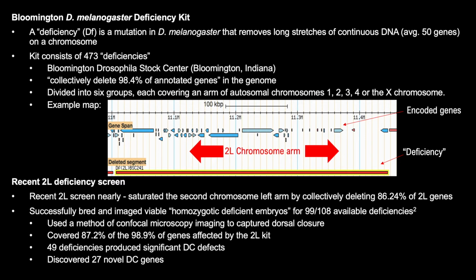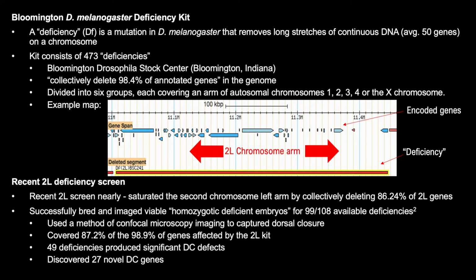melanogaster genome. The kit is subdivided into 6 groups, each covering a different arm of an autosomal chromosome, or the X chromosome. The diagram below, pulled from Bloomington's website, is an example of a deficiency map. The picture itself represents the arm of a chromosome. The red bar at the bottom is the part of the chromosome that was deleted by a deficiency, and the arrows at the top are genes those sections of DNA encode.